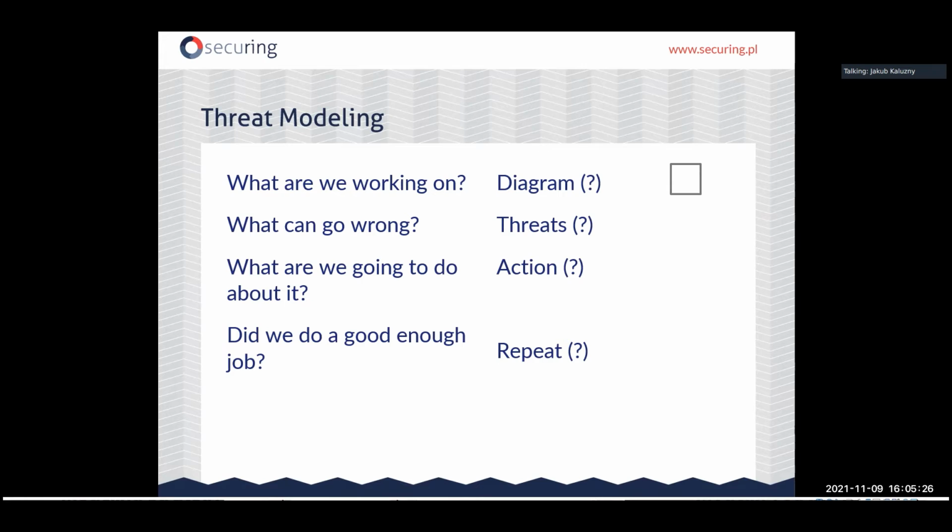So what happens is that we have this representation of the system. We make a list of threats. Then for some of these threats, we assign some actions, because some of them we just deprioritize and we don't care about them. And then we repeat because we just need to care about fewer threats than before, right? So that's more or less what we do with threat modeling.